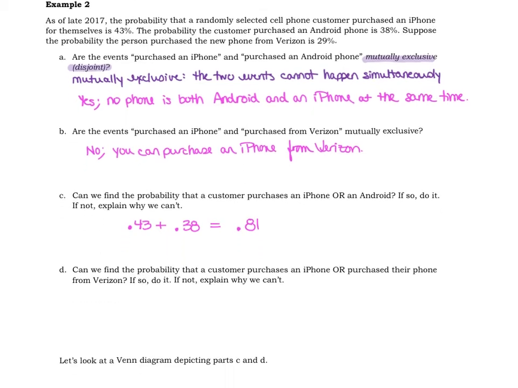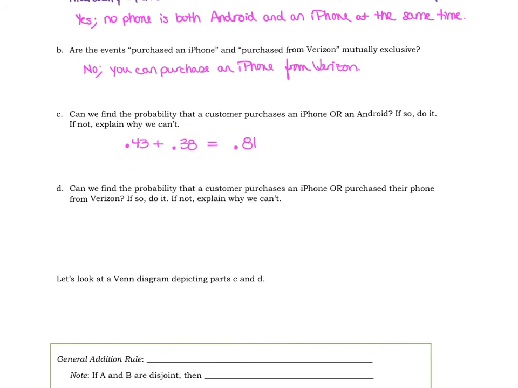All right, can we find the probability a customer purchases an iPhone or bought their phone from Verizon? Okay, can we find the probability somebody bought an iPhone or bought their phone from Verizon? I'm going to let you think about that for a second. Pause the video if you need to, then come back and join me. Now, in this case, no, we cannot find this probability. Okay, no, we absolutely cannot.